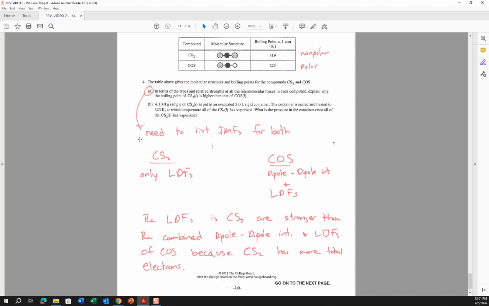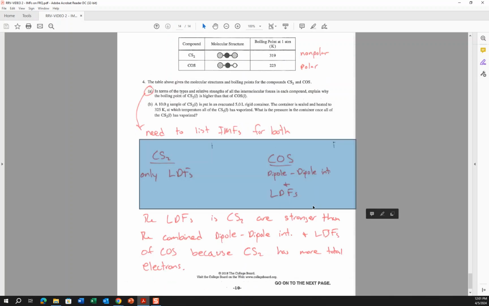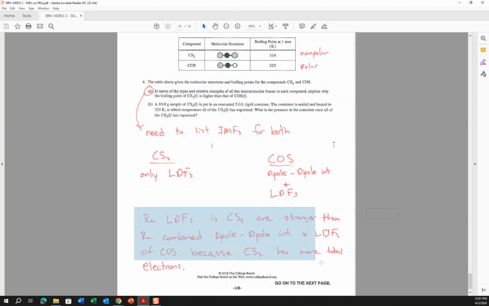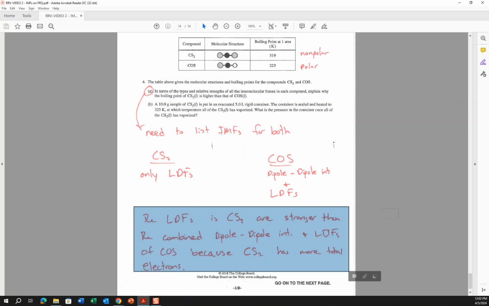Okay, so we list their IMFs. Okay, and yes, this one has more IMFs, I guess, to list, but it doesn't mean they're stronger. Okay, so the London dispersions in CS2 are stronger than the combined dipole-dipole interactions and London dispersions in COS because CS2 has more total electrons. Okay, so that is the rapid review.